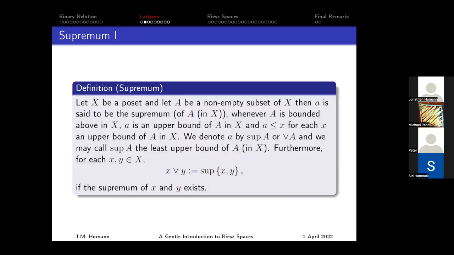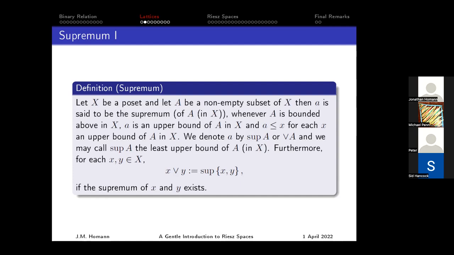So we first will define the supremum of a subset of a poset. We say, let X be a poset and let A be a non-empty subset of X, then little a is said to be the supremum of A in X whenever A is bounded above in X, little a is an upper bound of A in X, and little a is dominated by x for each x an upper bound of A in X. So the supremum is the least upper bound of A.